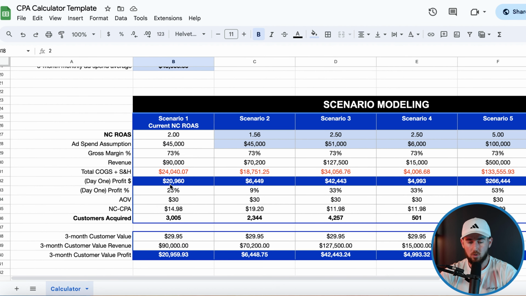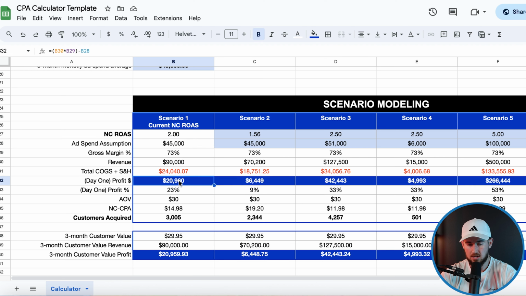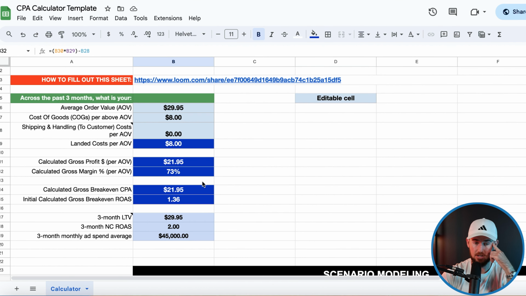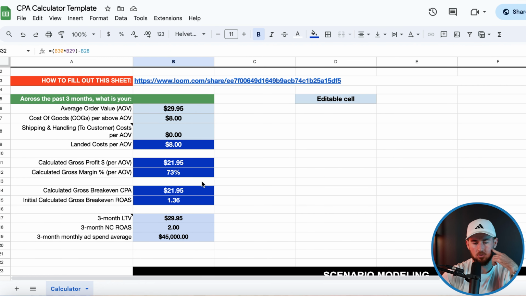Now we're at $20,000 in profit. Again, we haven't touched ad spend. We're still spending the same $1,500 a day, but all we did was raise AOV and improve ROAS, and that way we can lower our CPA and things like that. So now we're at $20,000. Keep in mind, we were at $3,600 at the beginning of this video. So how do we take it to the next level?